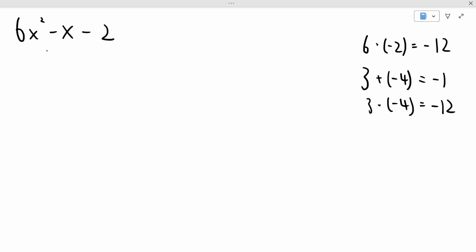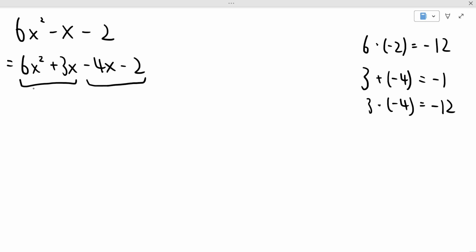So this means we need to split the minus x term into 3x minus 4x. So this expression is now 6x squared plus 3x minus 4x minus 2, and we can see that 3x minus 4x is equivalent to minus x from the original expression. So the next thing to do is apply factoring by grouping. We need to put 6x squared plus 3x in the first group and minus 4x minus 2 in the second group. So 6x squared and 3x both have a 3x in common.